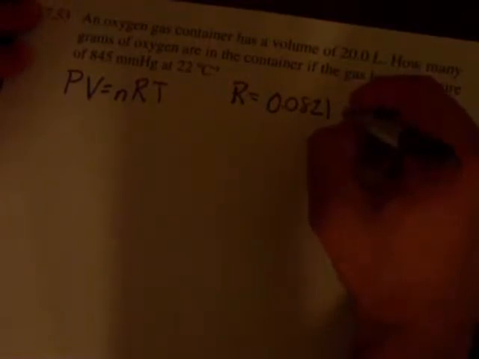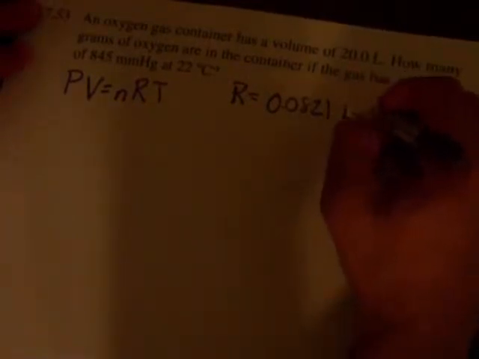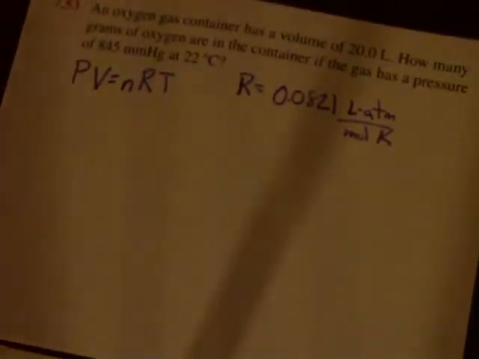That R is the universal gas constant. I have always just used 0.0821 liters atmospheres per mole Kelvin. And that's the units I like to work with. That's the one I always use. If you want to use the other R, in terms of millimeters of mercury instead of atmospheres, you're more than welcome to. So, we got some conversions to do.